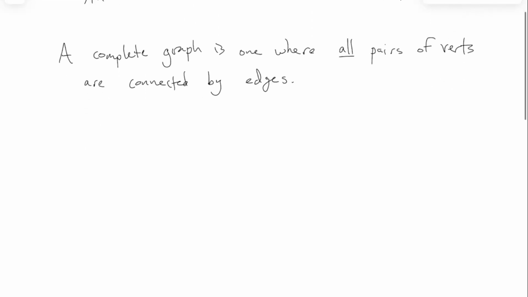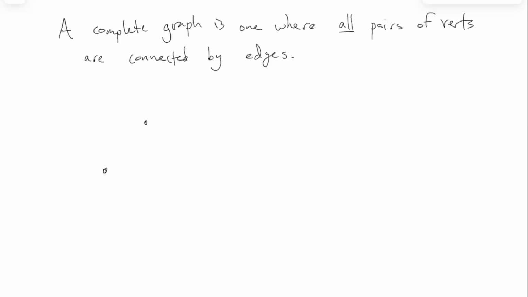So for example, here's one. 3 vertices, every vertex is connected to every other vertex. That is a complete graph because all of the pairs of vertices are connected by edges. There are no 2 vertices that don't have an edge, all right? And actually the complete graphs have names. This one is called K3. K for complete, I guess.